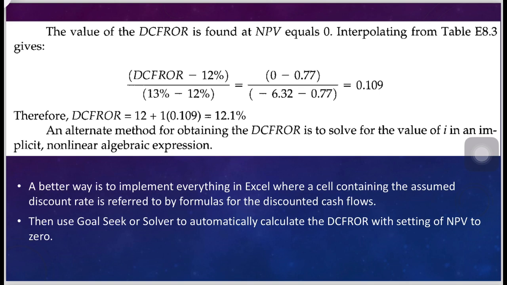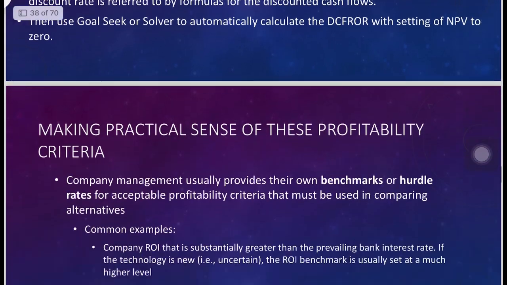An alternate method for obtaining the DCF ROR is to solve for the value of I in an implicit nonlinear algebraic expression. A better way is to implement everything in Excel, where a cell containing the assumed discount rate is referred to by formulas for the discounted cash flow. So you can use goal seek or the solver to automatically calculate the DCF ROR by setting NPV to 0. Okay? So you can do all of this in Excel.